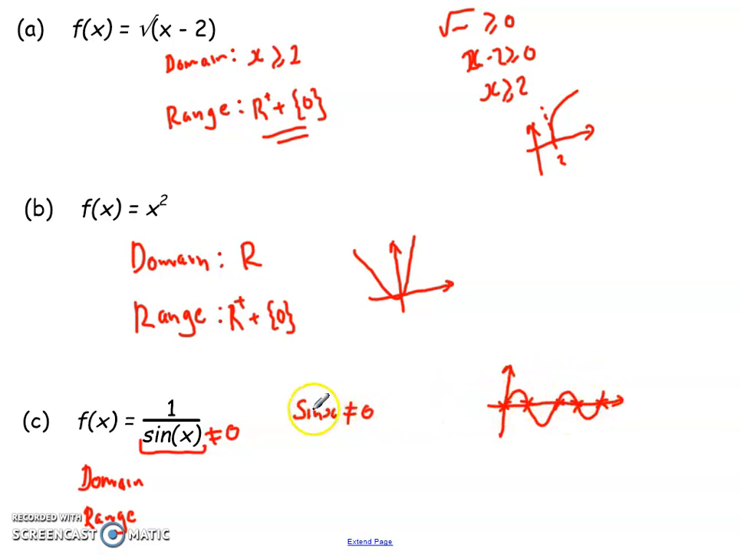So what that means is for sine x not to be equal to 0, x cannot be equal to n pi, where n is any integer value here. So something times pi, so 3 pi, 4 pi, etc. It cannot be equal to that. However, we want it to be an integer value.